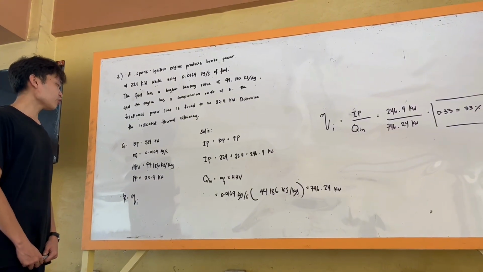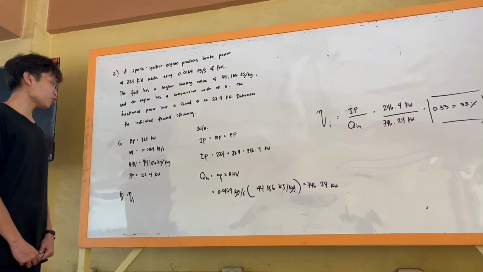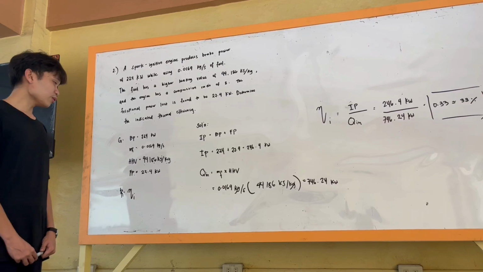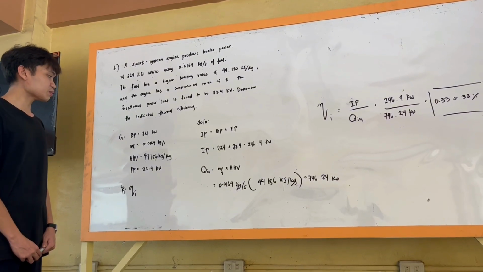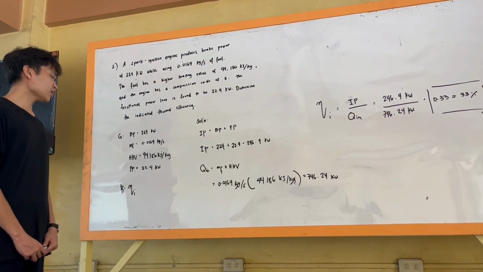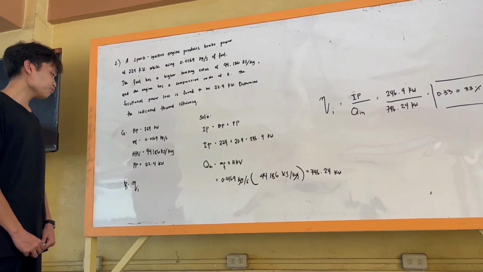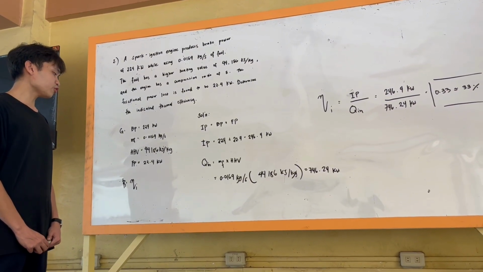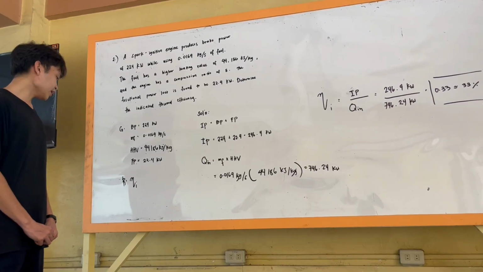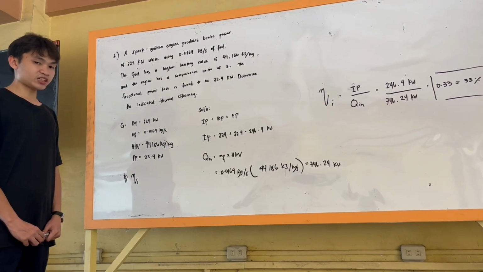So first, we need to find the given. We have the brake power, 224 kilowatts. Mass of fuel, we have 0.0169 kilograms per second. The heating value, which is 44,186 kilojoules per kilogram. Friction power, which is 22.4 kilowatts. Next, the required is the indicated thermal efficiency.